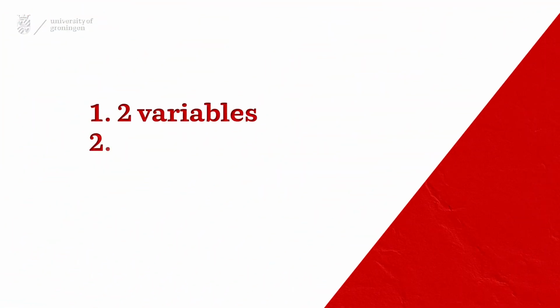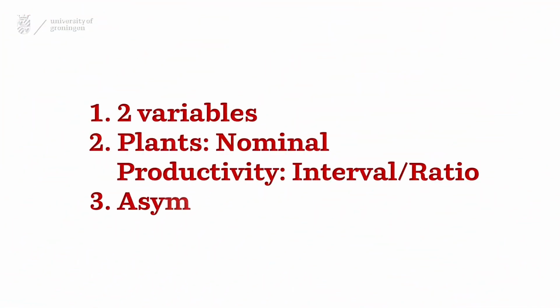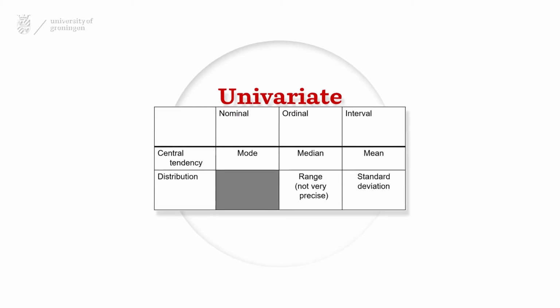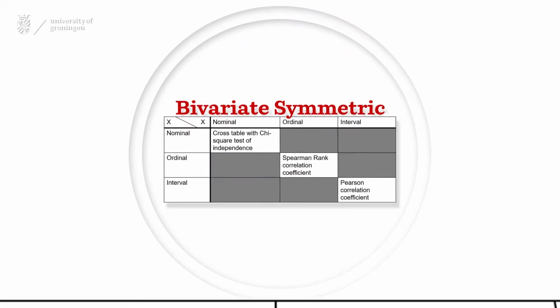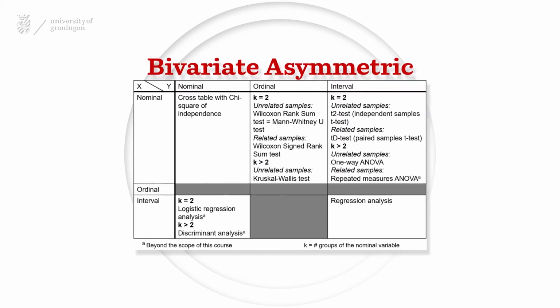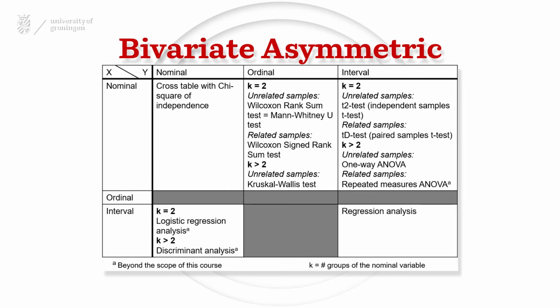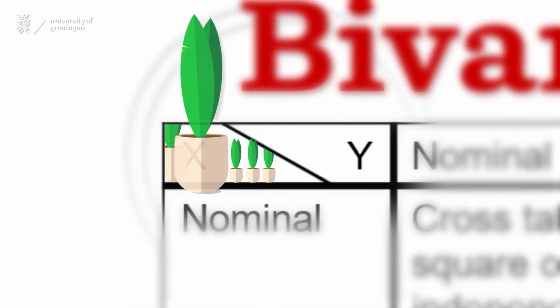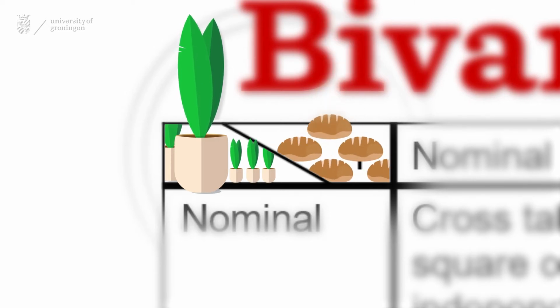So, now what? The answers to these questions allow you to choose the correct statistical technique from a set of tables. 3 different tables are available. In this case, you are testing an asymmetrical relationship between 2 variables, so this is the table you need. In this table, X stands for the independent variable, and Y stands for the dependent variable. In this case, plants are the independent variable, and productivity is the dependent variable.